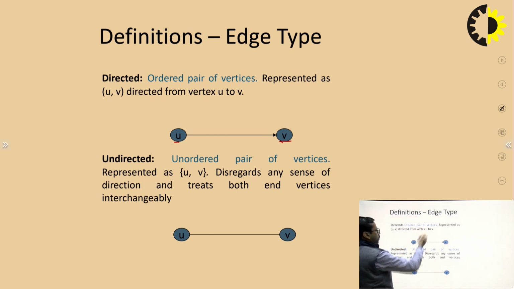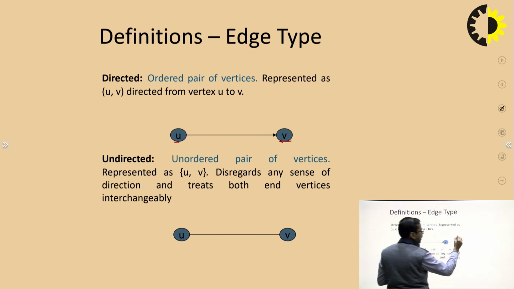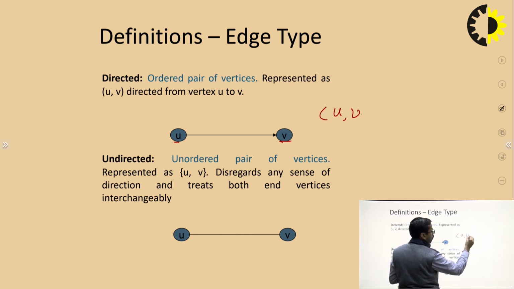Ordered pair of vertices: that means if we associate two vertices, vertices are the points that are represented in the graph. If there is an ordered pair of vertices, that means u and v, we use the term and represent it as (u, v).